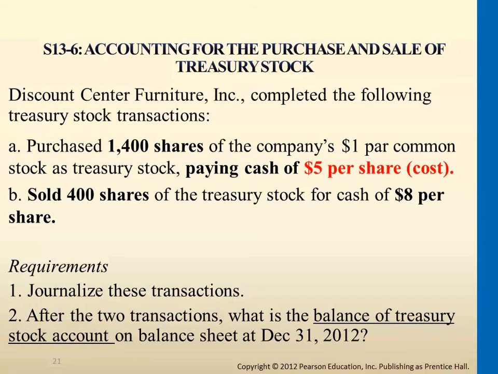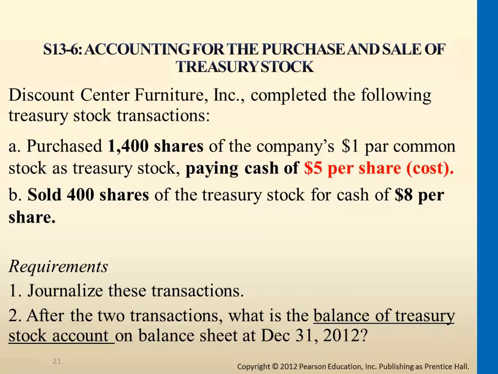First transaction here, we have 1,400 shares that company is buying back, and here it tells you par value is $1, the cost is $5. So we'll be using which dollar amount? We're using the $5 to journalize this entry.